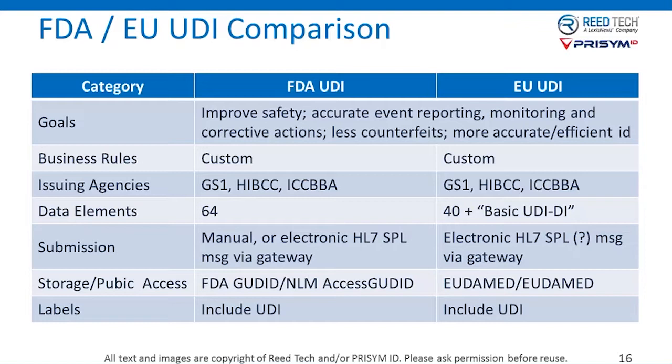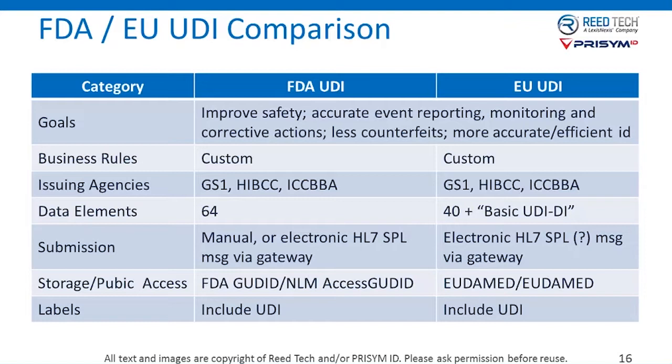Submissions, electronic submissions: there's a manual option for the FDA. I have not seen a similar option for the EU. There's Health Level 7 Structured Product Labeling, SPL, electronic message implemented for the FDA. It's referred to in the EU, but I don't believe it's finalized at this point. Still a lot of discussion on what the actual format will be.